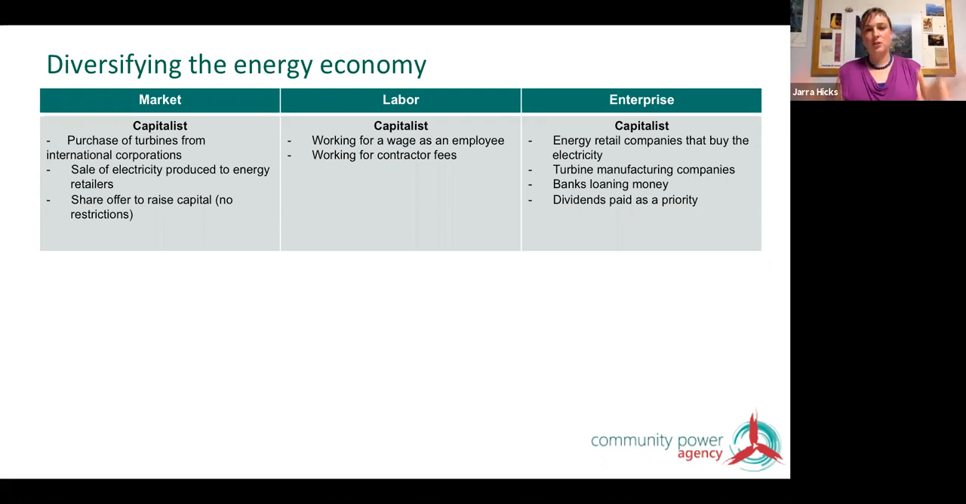So a conventional look at the way that we structure our economic arrangements, a conventional look at a business model, would focus on the capitalist transactions, the capitalist interactions that are happening. It would look at the fact that you purchase your turbines from a company, you sell your electricity to a retailer, workers work for a wage as employees, contractors work for contractor fees, banks loan money, and shareholders expect a dividend and they get a dividend. So that's the business as usual understanding. That's one layer of what's going on here.